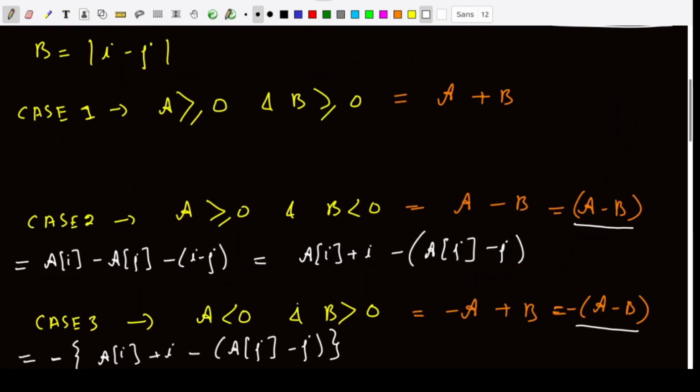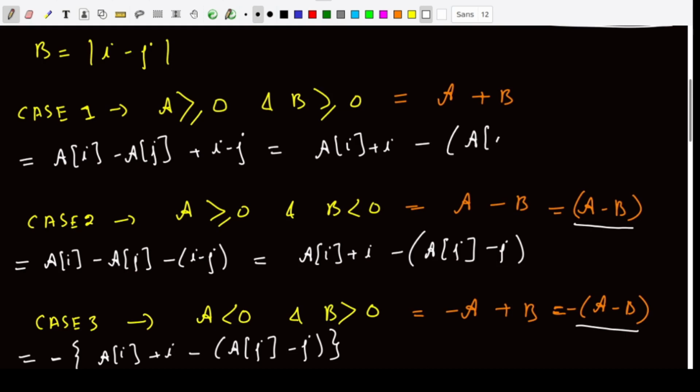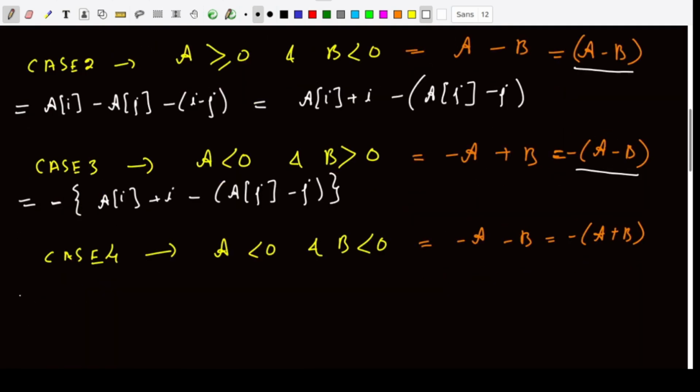Oh, okay. We missed to solve case 1. I'm sorry about that. So a plus b is basically what? Let me just write it down. A of i minus a of j plus i minus j. So this is basically, let us rearrange it. A of i plus i, and we can take minus as common, and this is a of j plus j, isn't it? Yeah, a of j plus j. Yep.